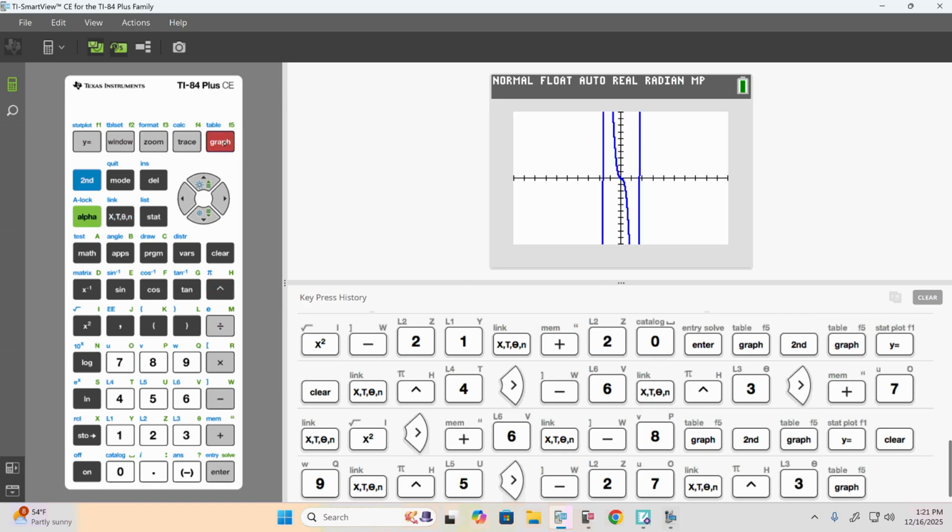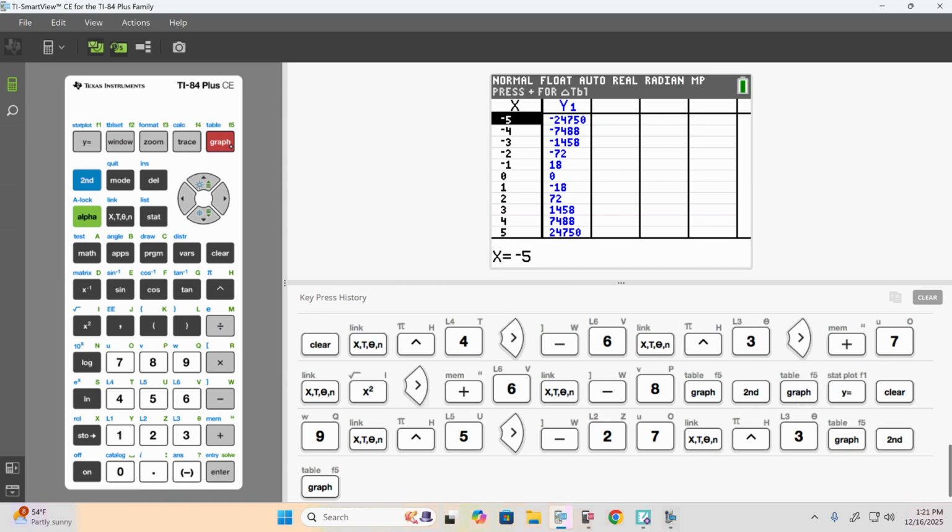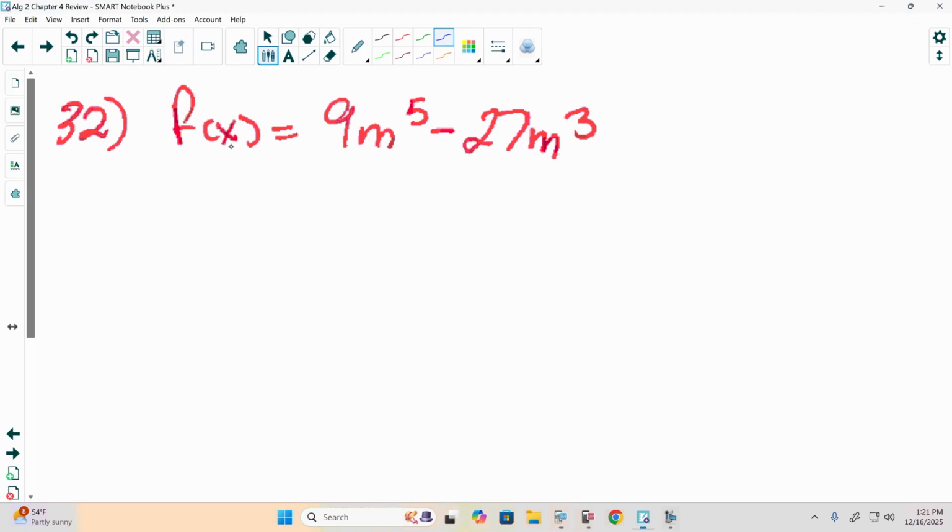We graph it. We see that we do hit 2 numbers that are close to 2 and negative 2. And then it does this weird downward S through the origin. So that tells us one of the zeros is 0, yes? It doesn't give us any others. So what we can say for certain is that m is equal to 0, yes?